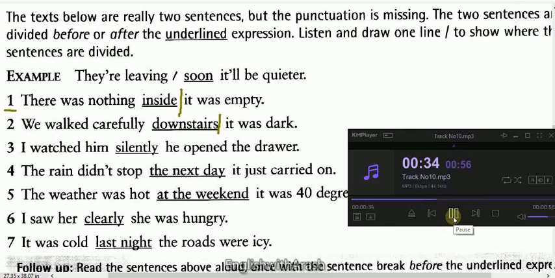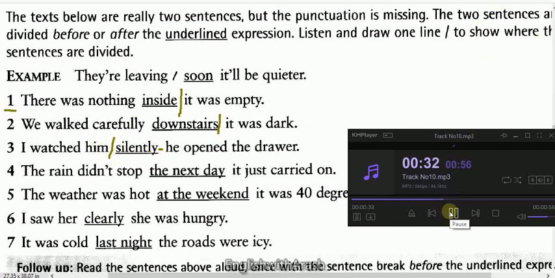3. I watched him. Silently he opened the drawer. So what do you think? I watched him. Silently he opened the drawer. That was brilliant. So yeah, that was hard. Good element. That's actually before that, right? That's before that. And remember that it does make a difference when you pause here or when you pause before that. So here, listen again.